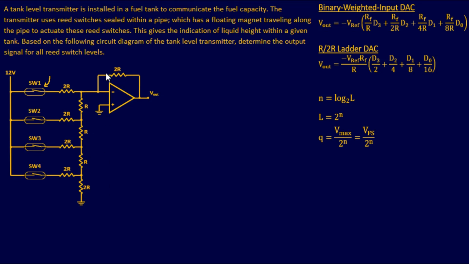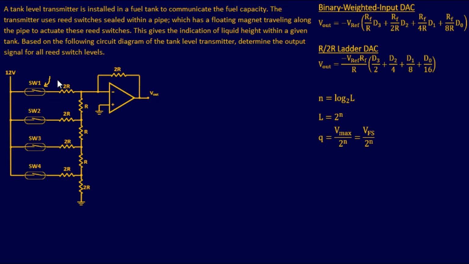So again, as the floater goes up and down, it'll tell you where the actual tank level or the liquid is inside the tank, based on which switch is closed. All right, so based on the following circuit diagram of the tank level transmitter, determine the output signal for all reed switch levels. So this schematic right here is very common among some of these transmitters, and usually in the marine industry. So each switch determines what the liquid level is inside the tank.